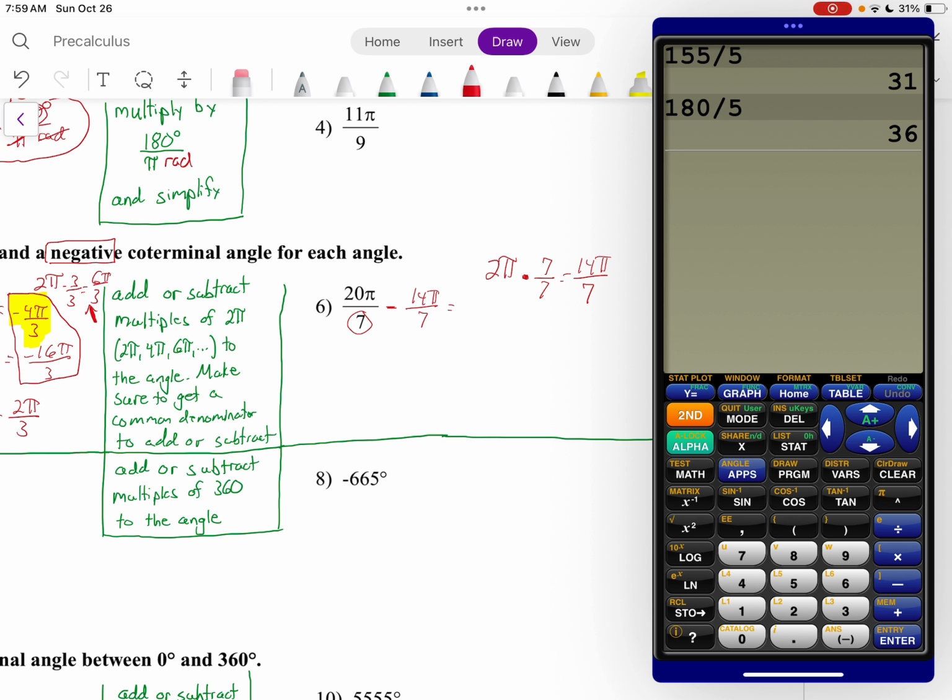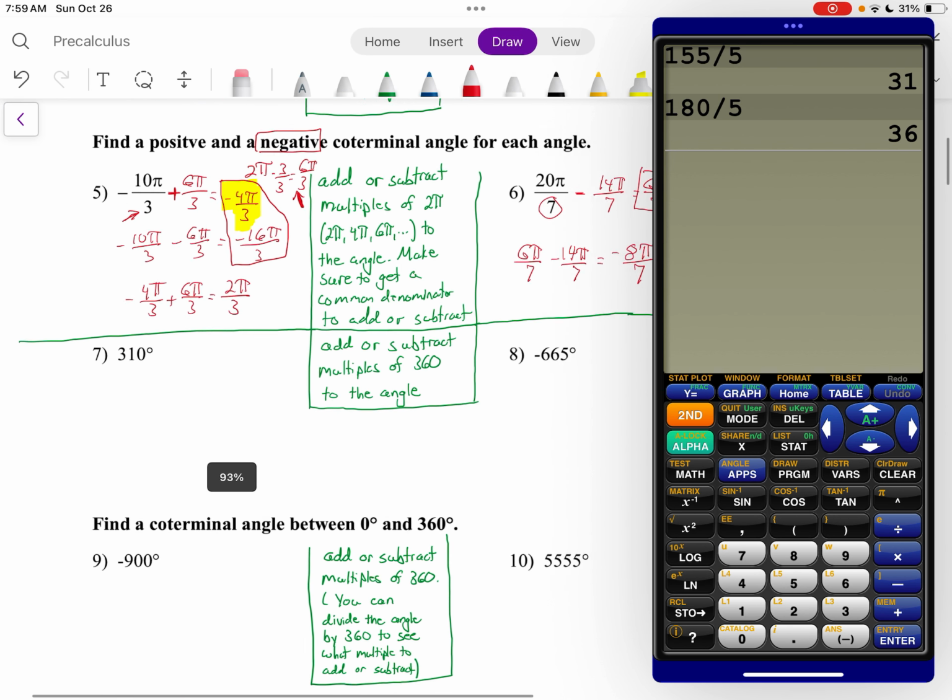20 minus 14 is 6 pi over 7. So there's a positive angle. And then we can take that 6 pi over 7 and subtract 14 pi over 7 again, and that will give us a negative. So 6 minus 14 is negative 8 pi over 7. So there's our negative.